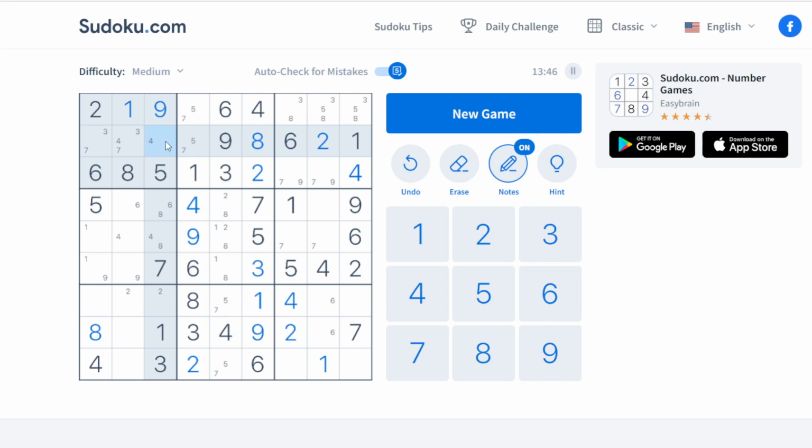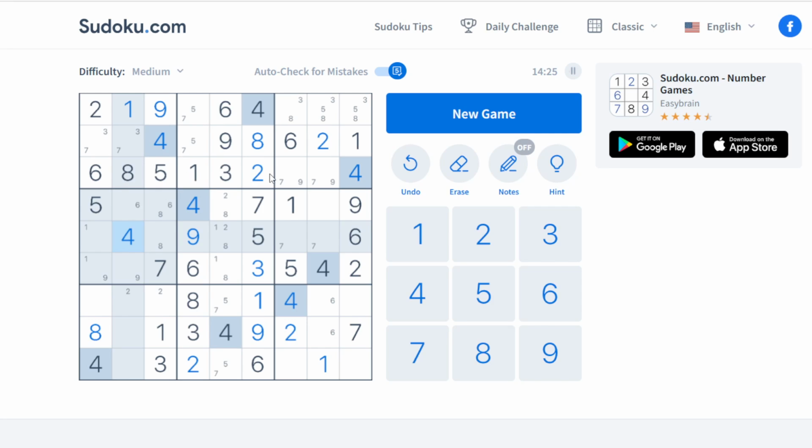3, 4, or 7. Okay, so we know right here, this must be the 4 because it can't be a 3 and it can't be a 7 because those are already covered in the column. Therefore, that is the 4. And from that uncovered that this is guaranteed to be the 4. And that looks like all the 4s. Nice.